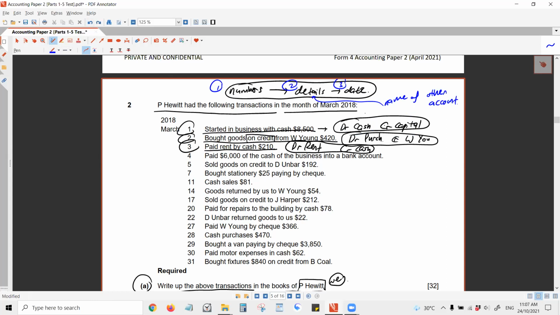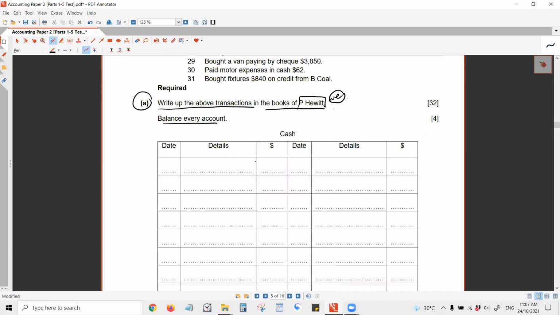Now, I'll show you here carefully. Debit cash means go to cash account debit side, okay? Go to cash account debit side, write the figure there. So 8,005, right here.